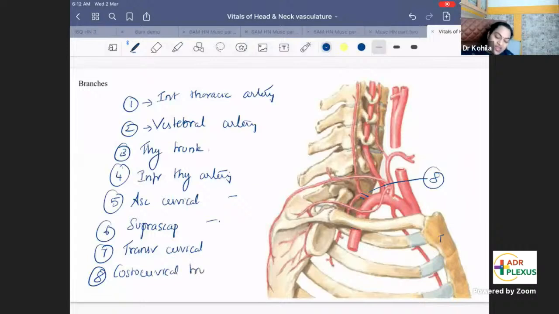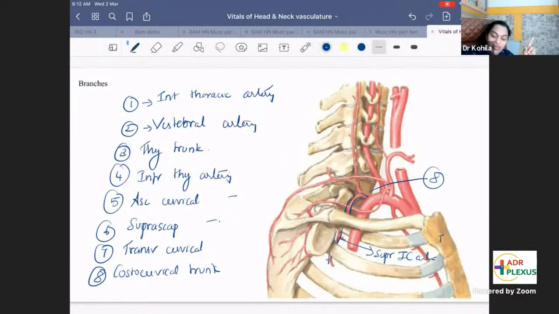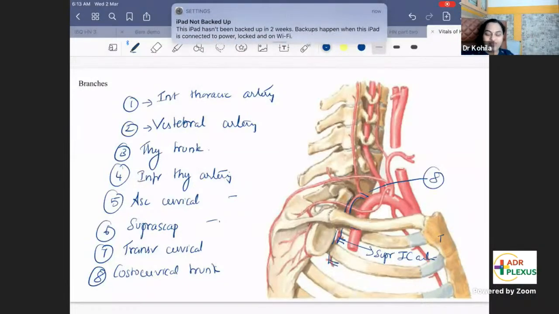Costocervical trunk. As the name suggests, it's going to divide, with the one coming below going to the intercostal spaces. I told you, this is the superior intercostal artery. What does it do? It provides the posterior intercostal artery for the upper 2 spaces. The posterior intercostal artery for the other spaces comes from the descending thoracic aorta.